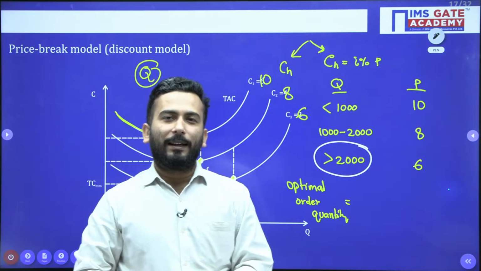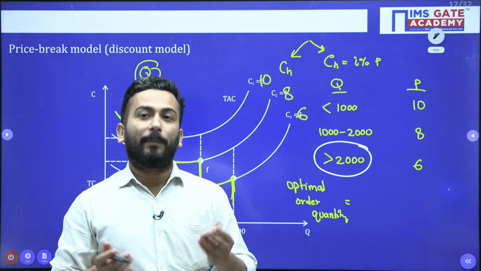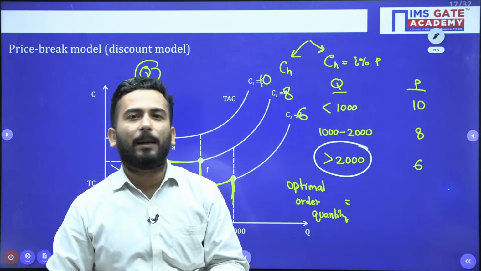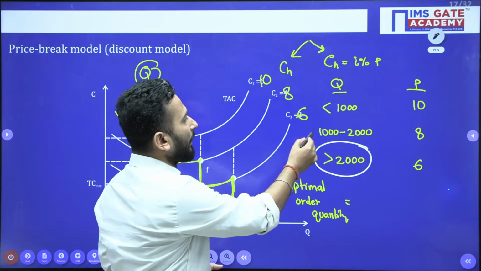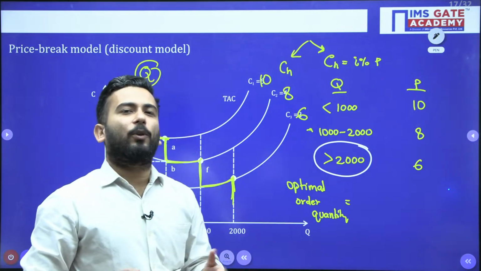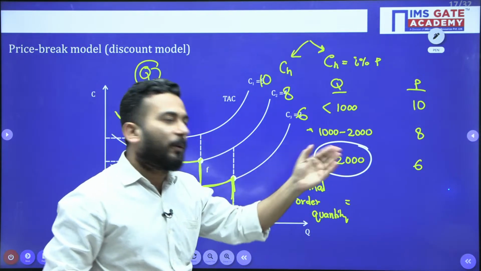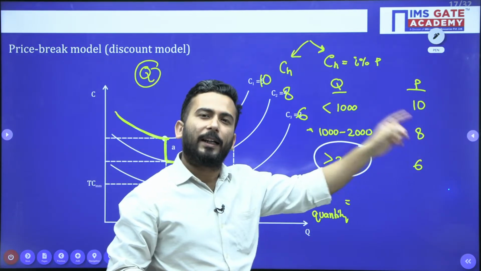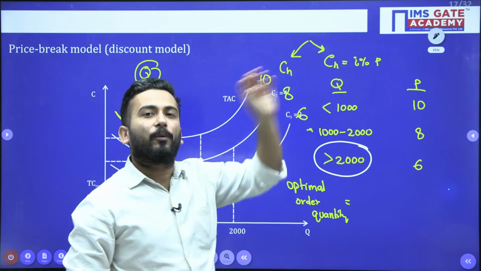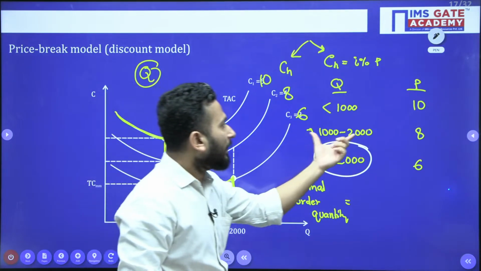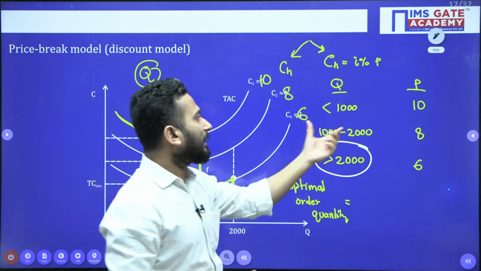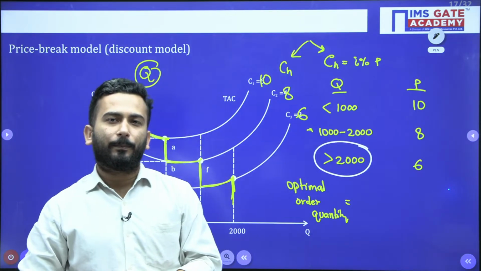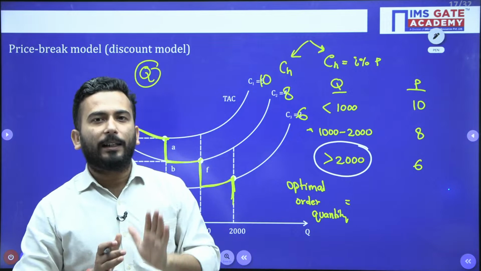Yes or no? But it doesn't always happen. If it happens, you need not go above. That is your answer. But let's say it is not satisfying this range, so you immediately go up. For the unit price of 8, again you do the same thing. You calculate CH, find EOQ, and see whether it is falling in this range or not. Let's say now your EOQ has come out to be 1500.